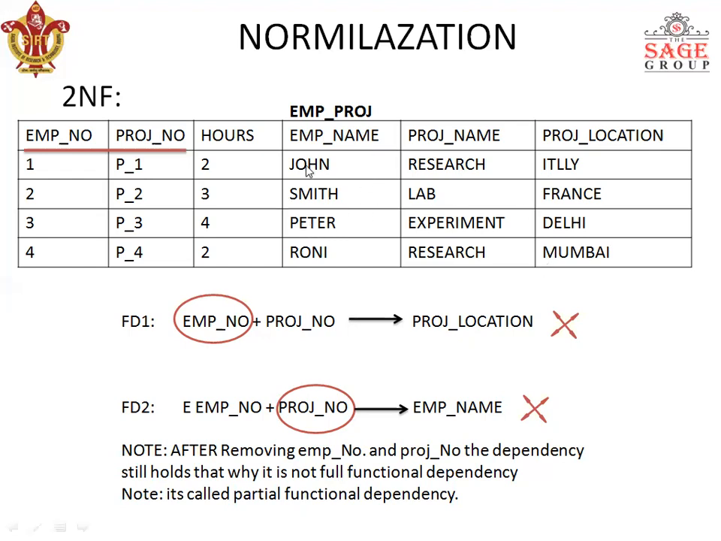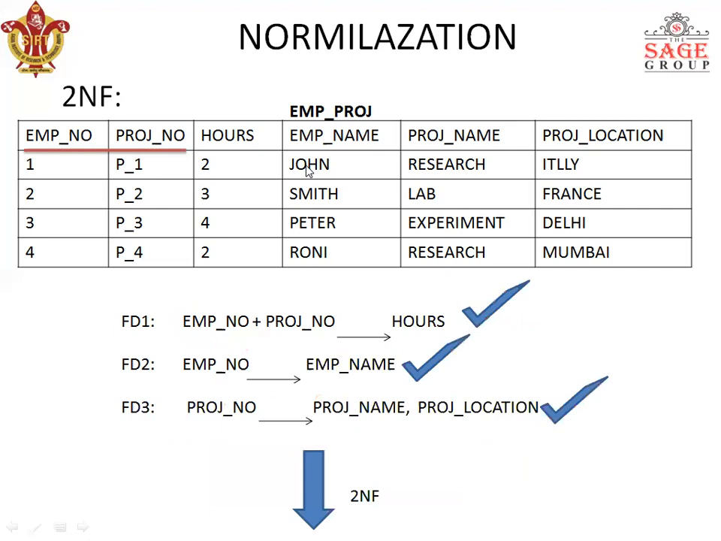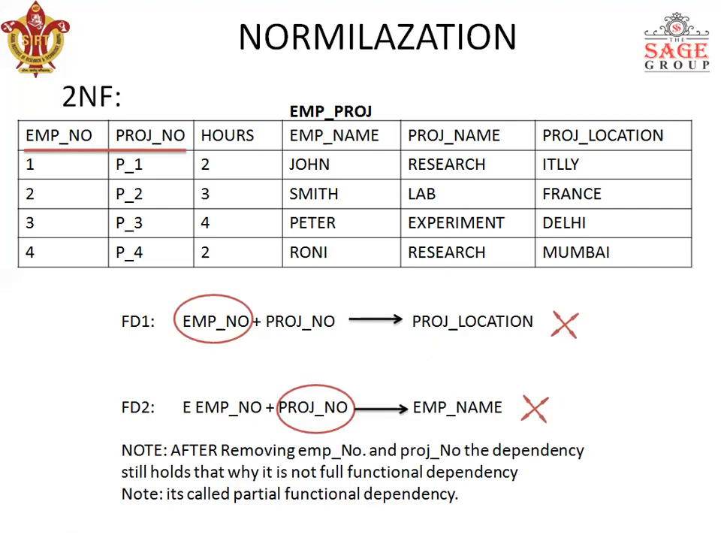So if we look at these two examples, we cannot say that this relation is in second normal form. In the note, I have mentioned that after removing employee number or project number, the dependencies still hold, because we can identify project location with the help of project number, and employee name with the help of employee number.